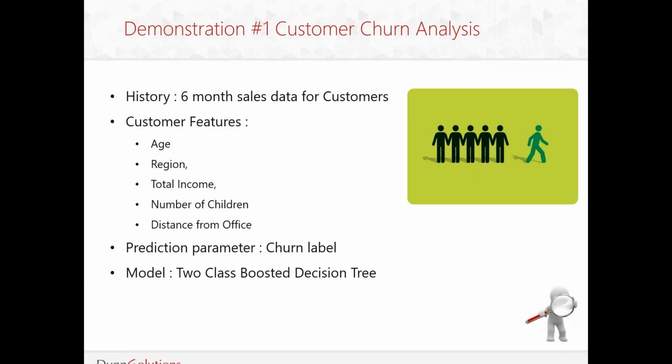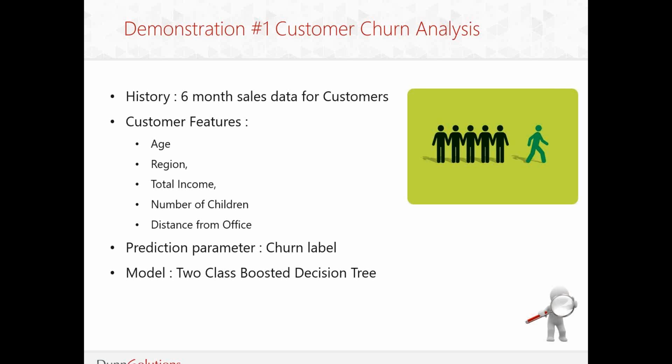For this demonstration, we have used 6 months of sales data for the customers. The sales data consists of who the customer is, what the different attributes of the customers are, what sales happened, and in which month the transaction happened for that customer. All this historical data we are going to use for this analytics. That's part of our data ingestion process, which is step number 2 for any model development. The next phase is data preparation and the features, which we have defined. The features we are going to use for this demonstration are age, region, total income, number of children, and distance from the office.